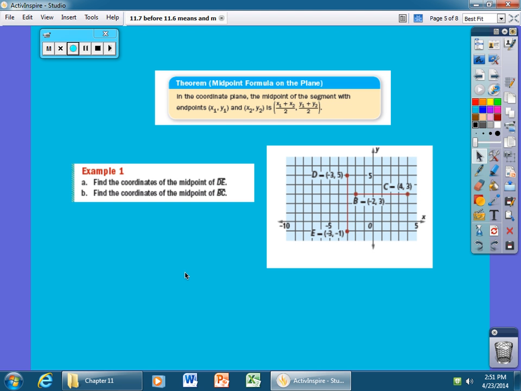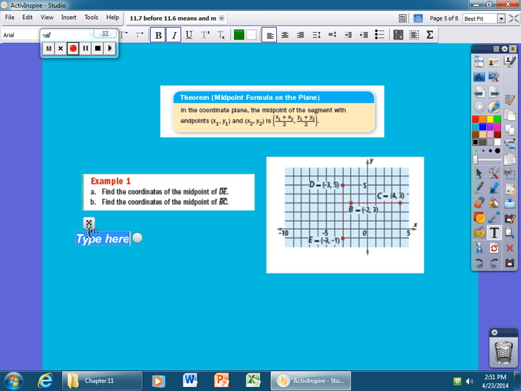We're going to be using midpoints on the coordinate plane. It's very similar to what we were talking about with the number line. We just have two number lines. We're going to have 2 points, point 1 and point 2, which would have x1 and y1 and x2 and y2. And what we want to do is find the midpoint of these lines.